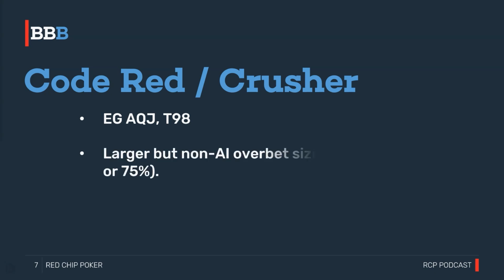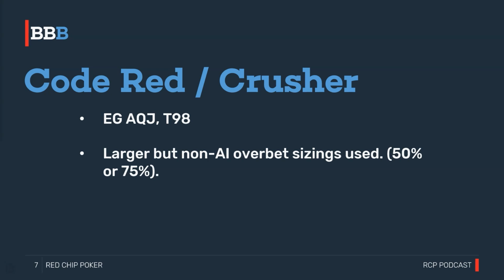Now, starting with that triple Broadway texture, so the Ace-Queen-Jack. That might seem like it's very good for the aggressor because it doesn't just have 2 Broadways, it now has 3 Broadways, right? So does that mean that even larger overbet sizings are incentivized? And the answer is no.